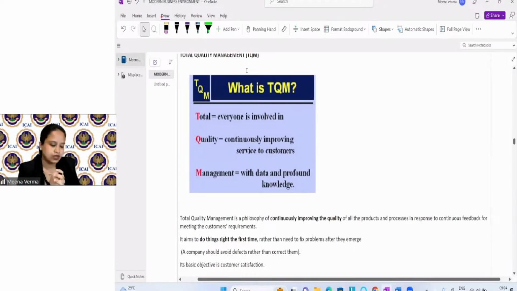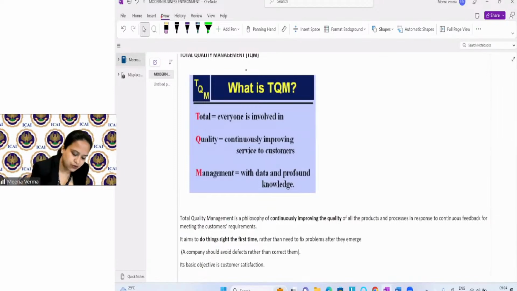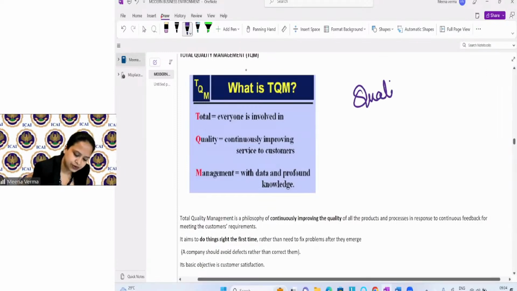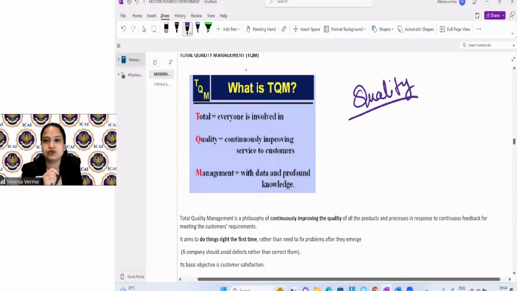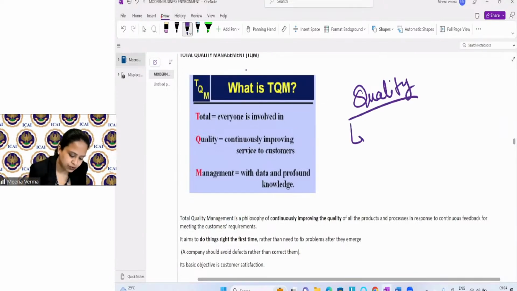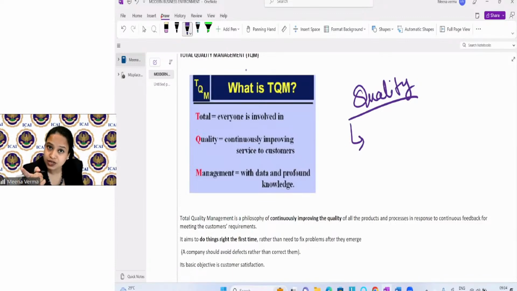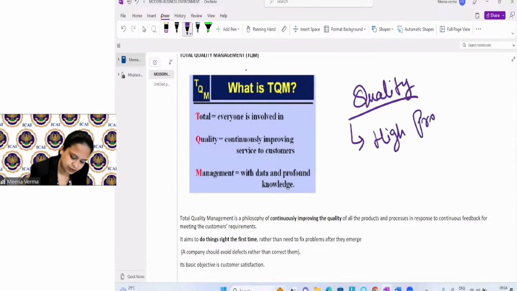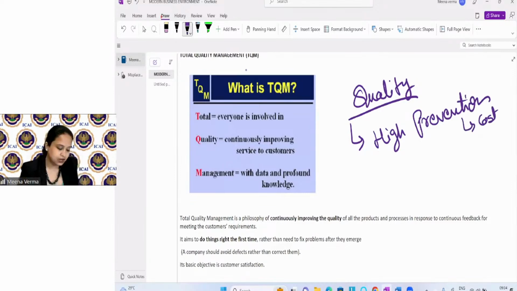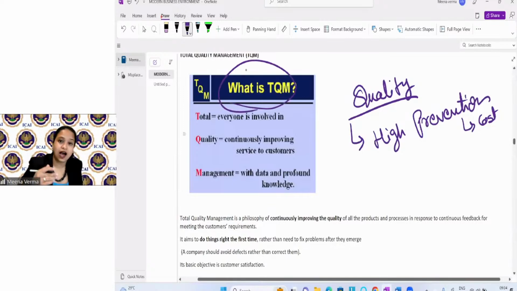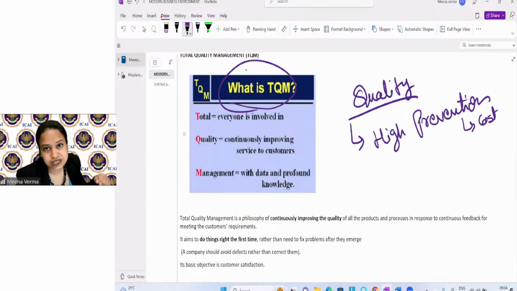Before this, we have learned that if you want to produce a quality product, then what do you have to do? For production of a quality product, we need high prevention. And for high prevention, maybe we need high cost. Now let's see how they have developed the things, because we have just learned that if you need high prevention, it will incur high cost.